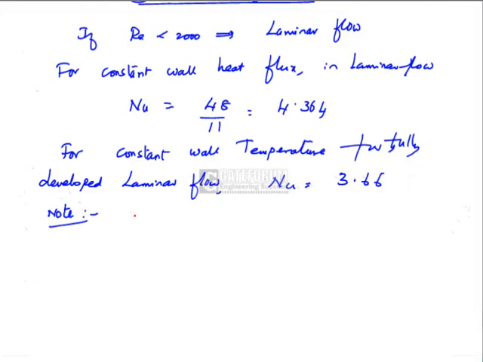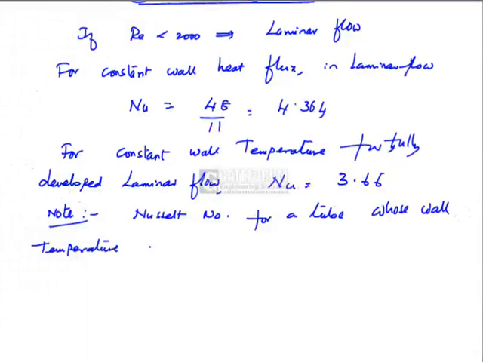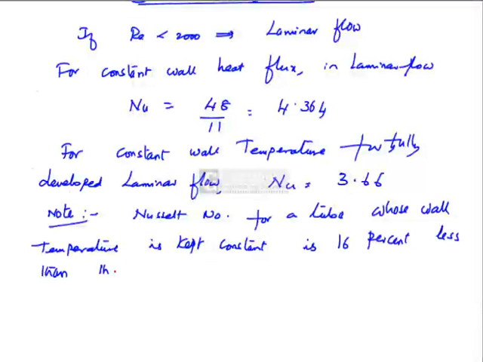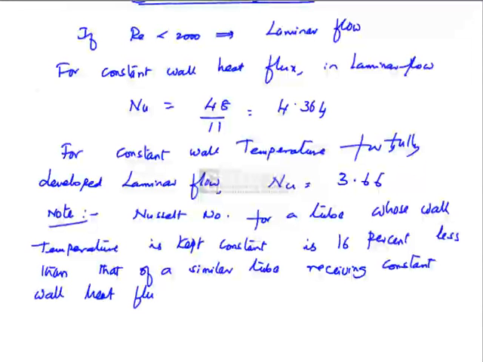Here it can be noted that Nusselt number for a tube whose wall temperature is kept constant is 16% less than that of a similar tube receiving a constant wall heat flux.